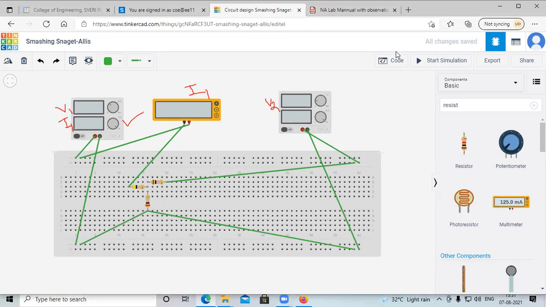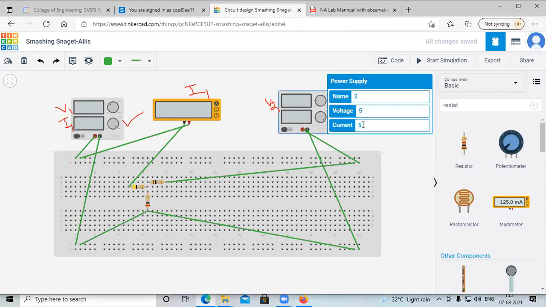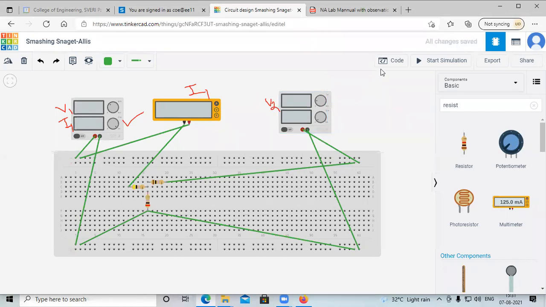So see, I will start simulation. First of all, I2 is equal to 0. I will put the value of this current in the second voltmeter. It is 0. So I will start simulation.